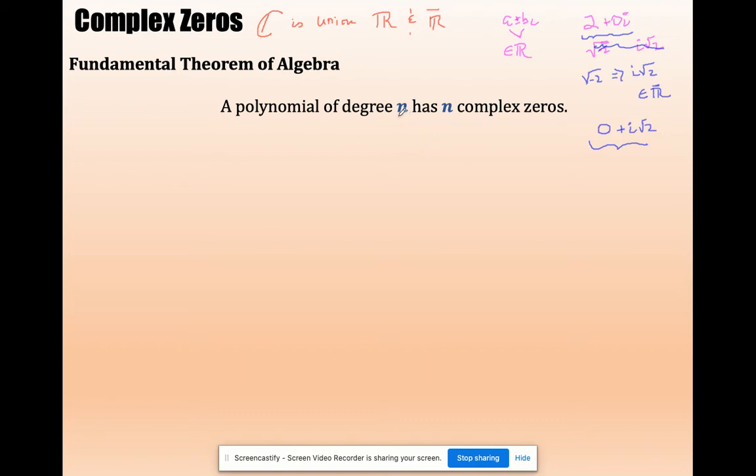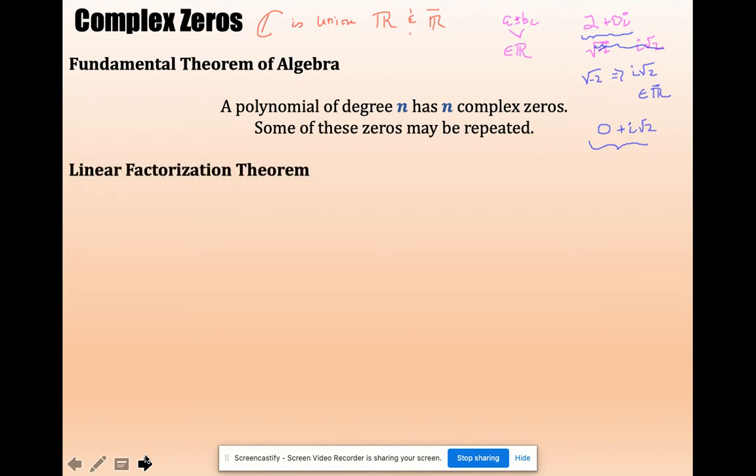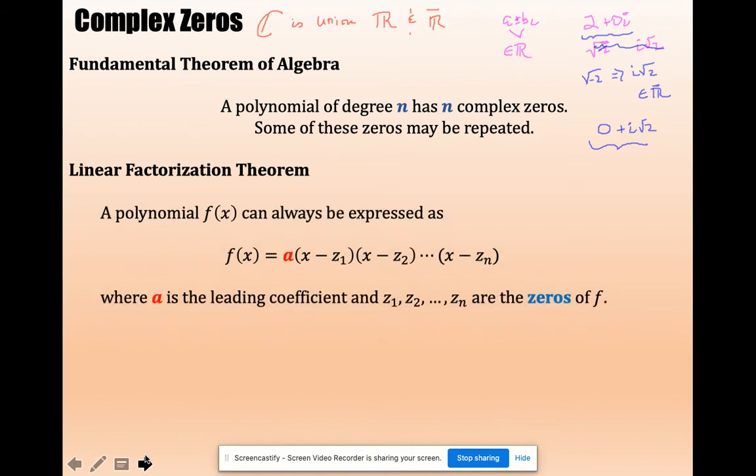So a polynomial of degree 3 has n complex zeros. Some of them, maybe 3 of them are real, maybe 1 of them is real, and 2 are not real. Don't forget that zeros may be repeated. The linear factorization theorem means that you can always factor a polynomial.